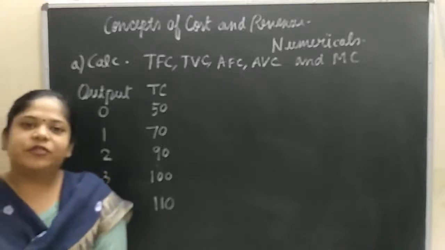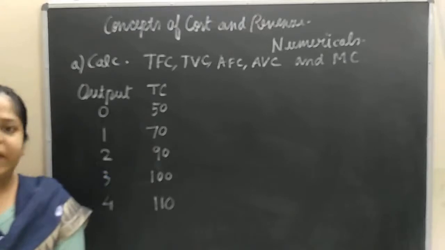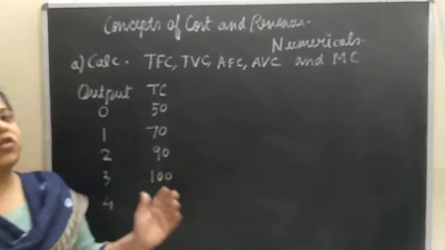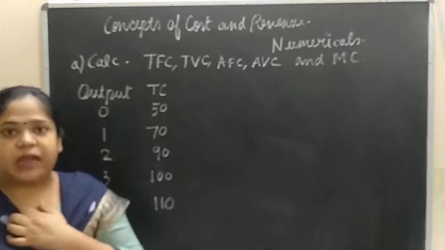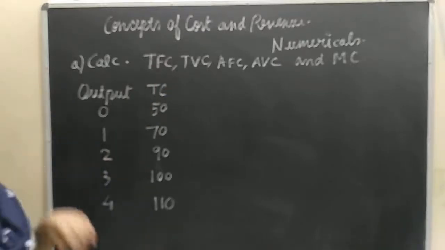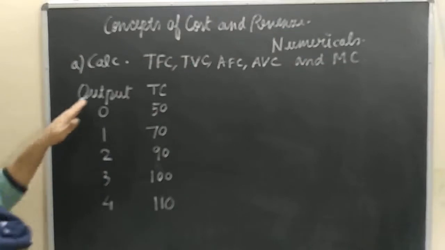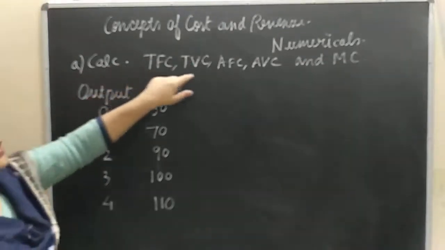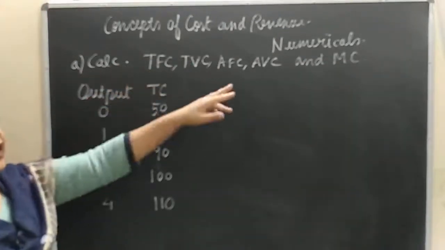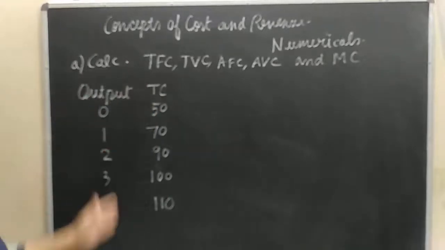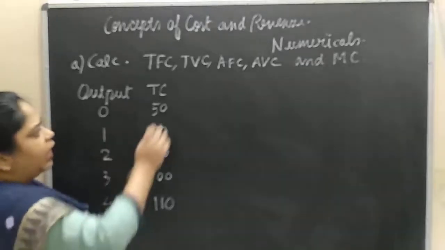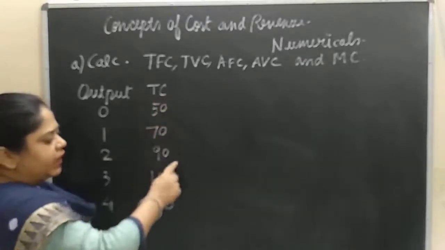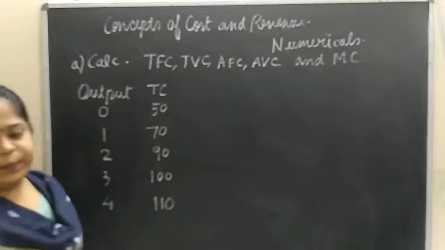Today we are going to do the concepts of cost and revenue numericals, based on the concepts of TFC, TVC, AFC, AVC and marginal cost. Now, calculate TFC, TVC, AFC, AVC and MC, marginal cost, from the following data. This question is given. How to solve it? Output is given 0, 1, 2, 3, 4 and TC is given 50, 70, 90, 100, 110.